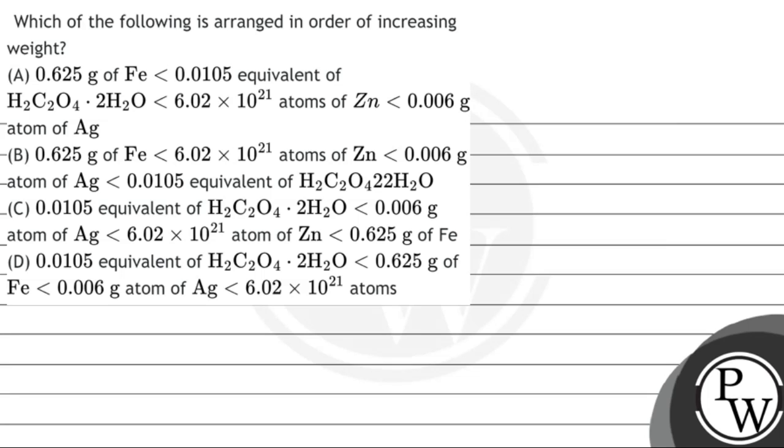Hello बच्चों, please solve this question. Which of the following is arranged in order of increasing weight?